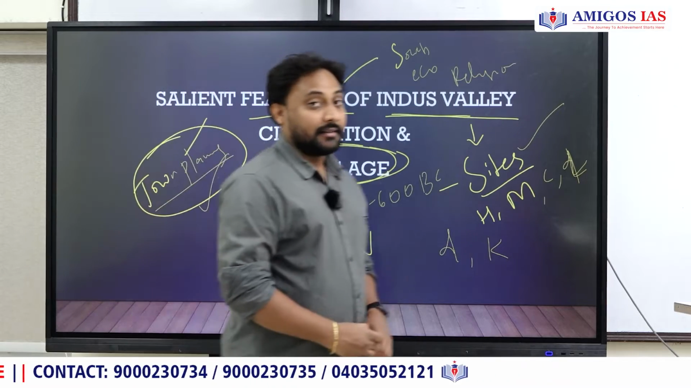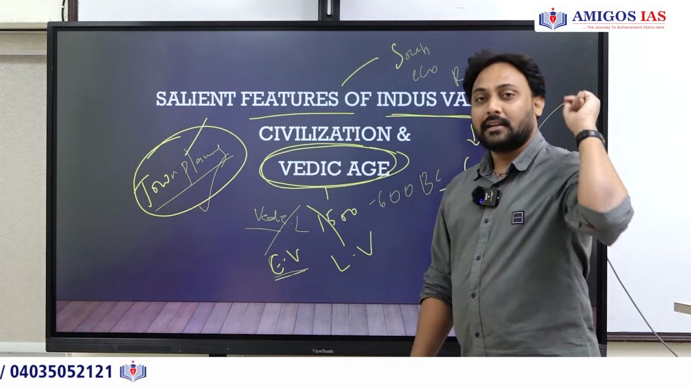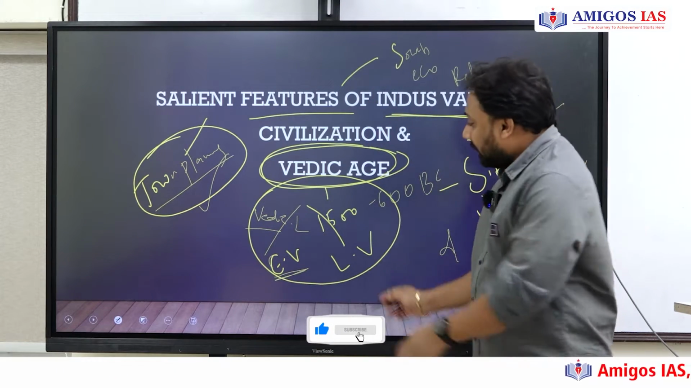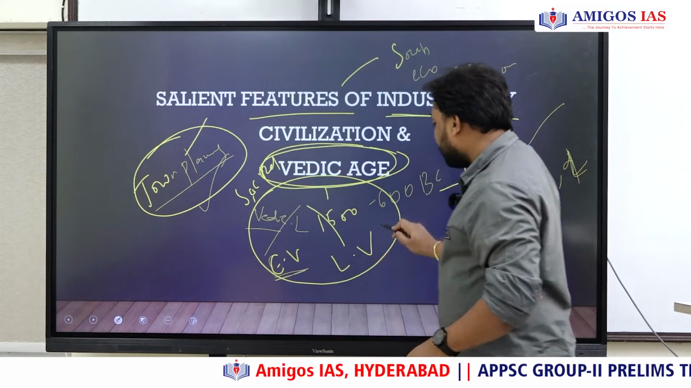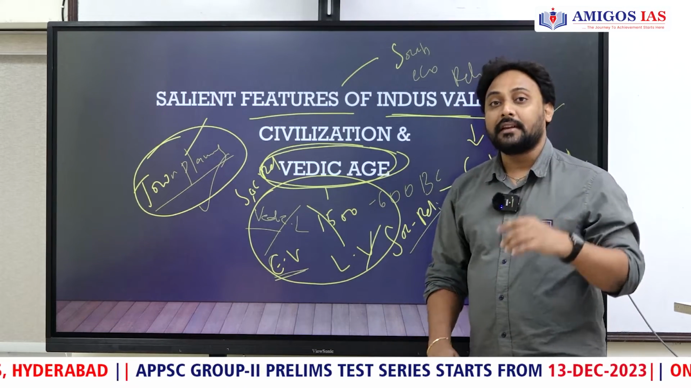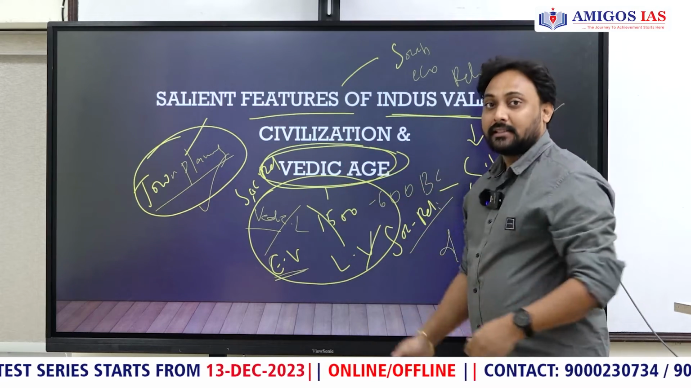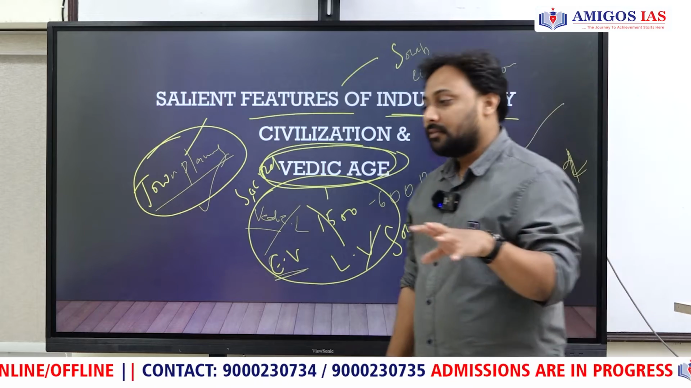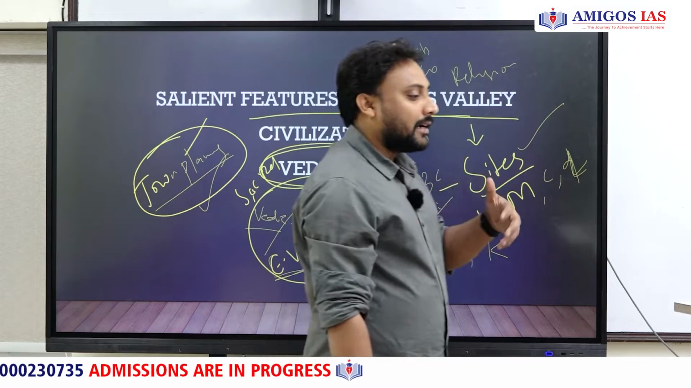Vedic literature: Vedas, Brahmana, Aranyaka, Upanishad, Vedanga, Upavedas, Dharma Shastras. This entire part is very important. In the early Vedic and later Vedic periods, socio-religious conditions are very, very important. And what is the difference between the Indus Valley civilization and the Vedic civilization? This time most of the questions will be framed as statement based questions.